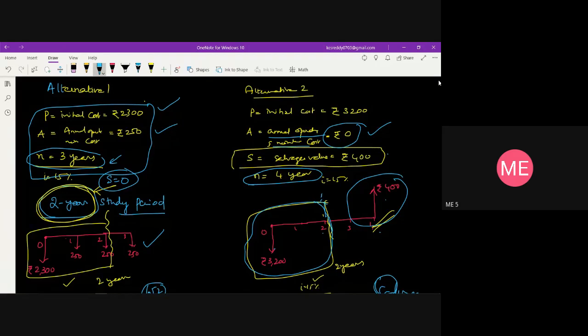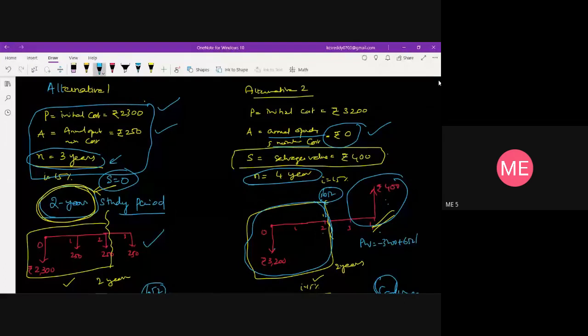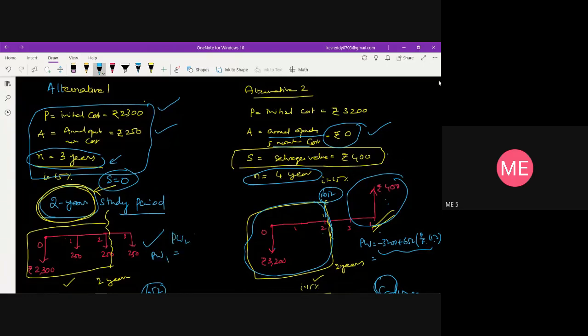But when you look at this, even considering the salvage value of the second asset at the end of the second year, I will be getting 650 here. So while calculating the present worth, the equation is present worth equals minus 3200 plus 650 into P by F comma 15 comma 2. By using this equation, I'll be getting a lesser value than the present worth of asset 1. PW2 is less than PW1 if I consider this. So you can say two ways.